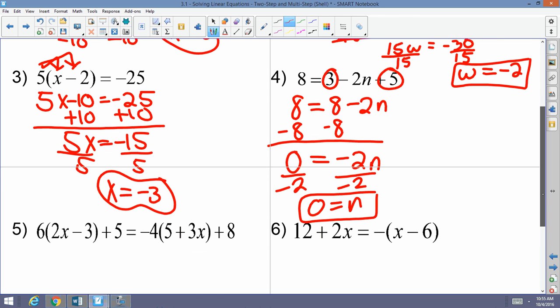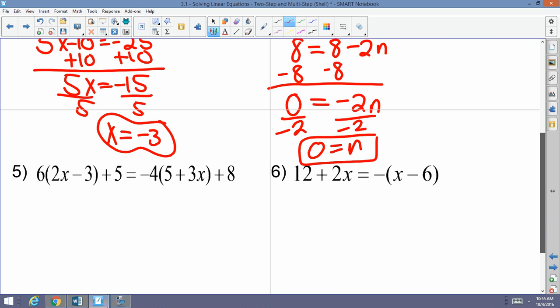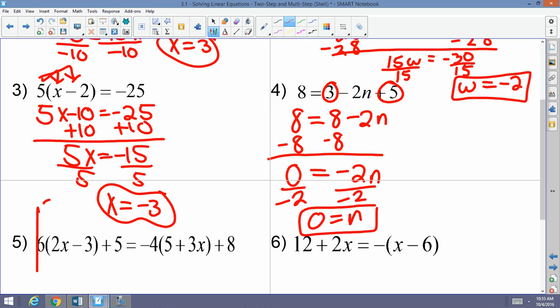Did that make sense, guys? Don't ever be afraid of just having a 0 there, please, okay? Now, number 5. What do we got to do here? Yeah, you're exactly right. So this is going to be 12.